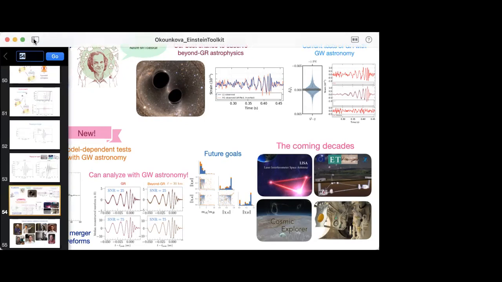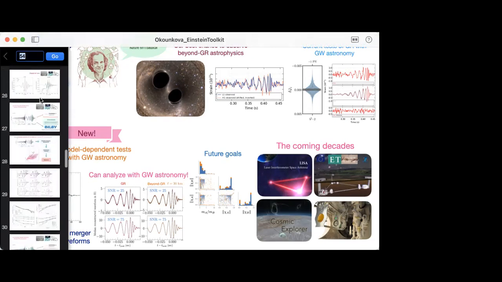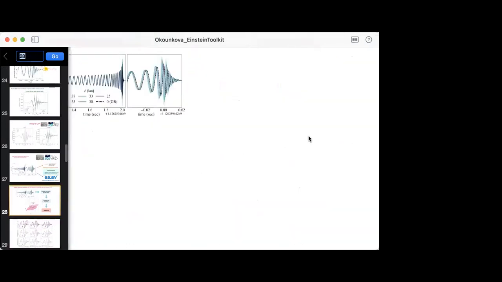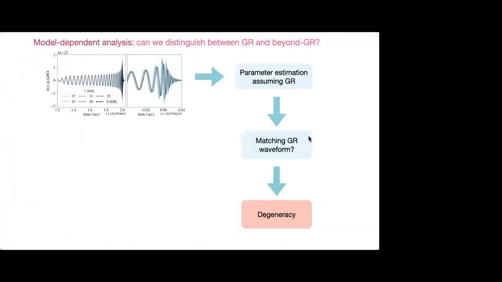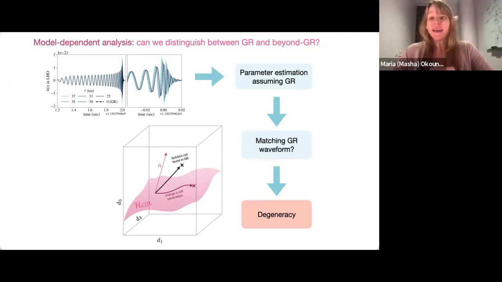Okay. So the question was, if there is a degeneracy between the beyond GR and the GR waveforms, is there no hope? Is there no hope even if we had a catalog, let's say, of potentially degenerate waveforms? Yeah, so that's a great question.